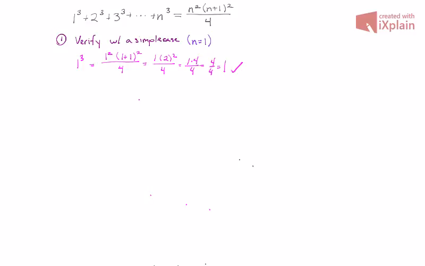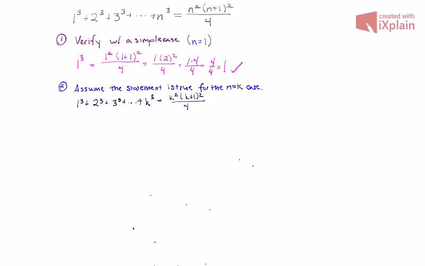So the next thing that we want to do is assume the statement is true for the n equaling k case. What I'm saying here is basically 1 cubed plus 2 cubed plus 3 cubed plus all the way till I reach my number k cubed. That's going to be equal to k squared times k plus 1 squared all over 4.